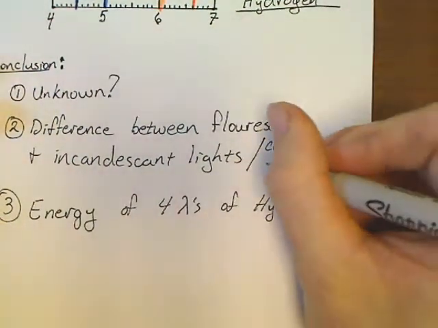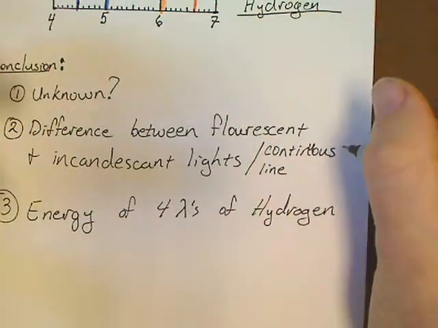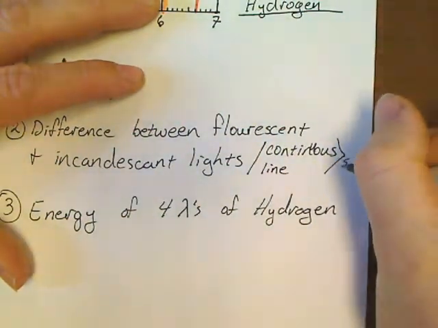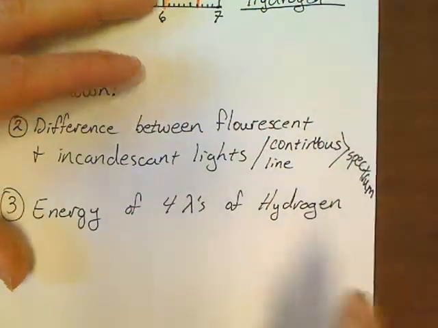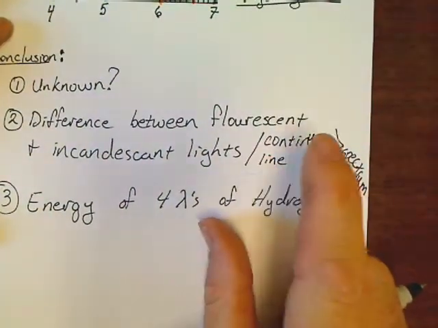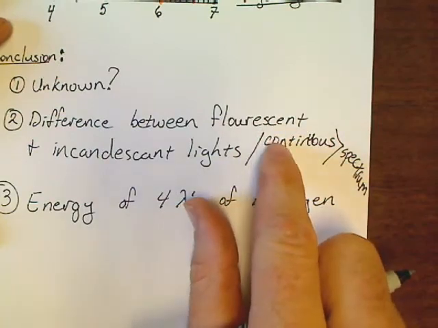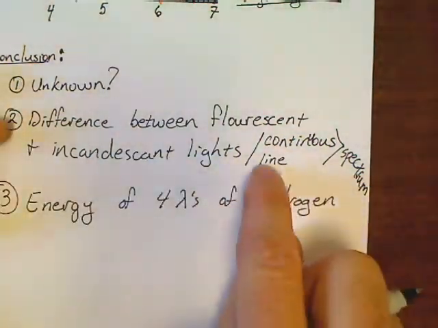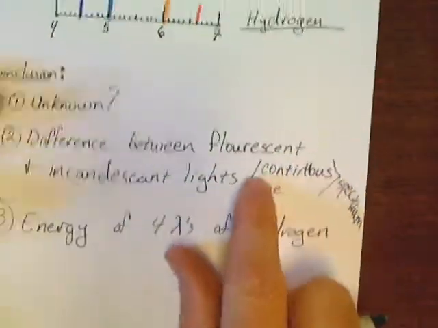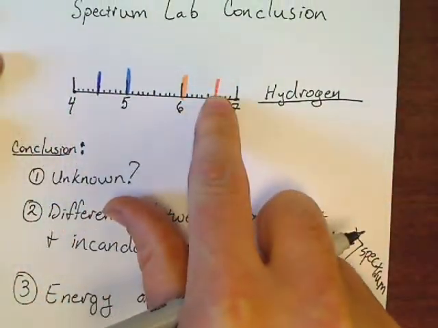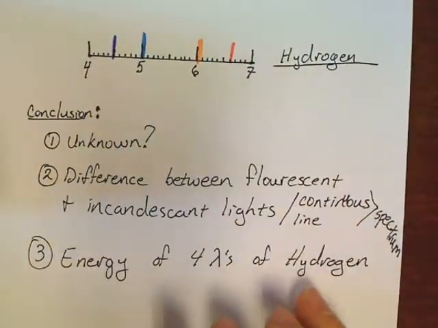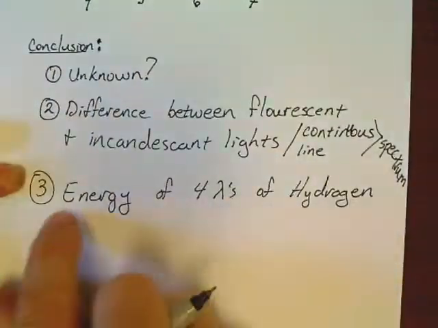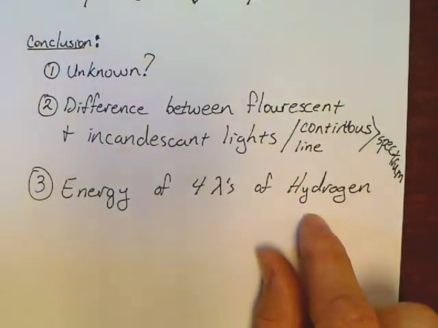I want you to see these words: continuous and line spectrum. Too bad I'm having a horrible time writing this stuff down. One of these had a continuous spectrum, which meant it was all the colors. The other one was a line spectrum. This is an example of a line spectrum where all you see are specific colors written out like this.